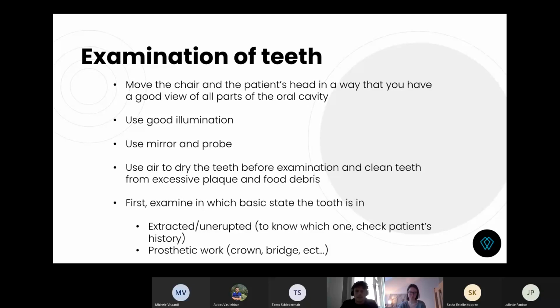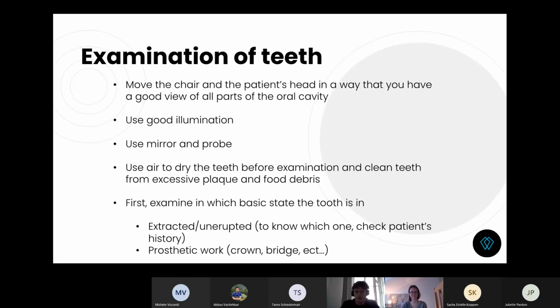Yeah, and then probably the main part of the clinical examination is the examination of the teeth. Some basic principles: really put the patient in a position that's good for you, that's comfortable for you, that you can see everywhere comfortably and you don't have to bend over or stand on one leg or anything. Move the chair and move the patient's head in a way that you have a good view of the oral cavity. Use good illumination, obviously.